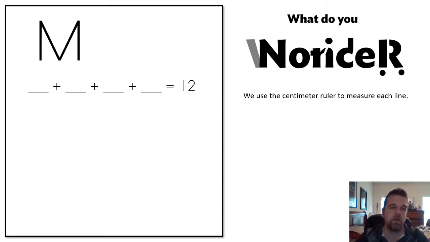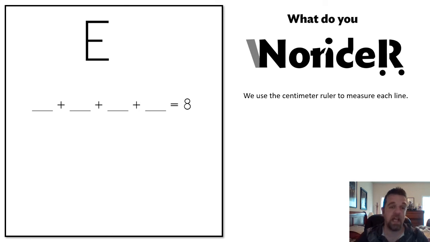And if we do that, that line is 3 centimeters, so I'm going to put a 3 in the first addend, 3 centimeters again, 3 centimeters again, and 3 centimeters again. So our equation is going to be 3 plus 3 plus 3 plus 3, and that does equal 12. 3 plus 3 is 6, 6 plus 6 is 12. That works. So let's do it with the other letters.